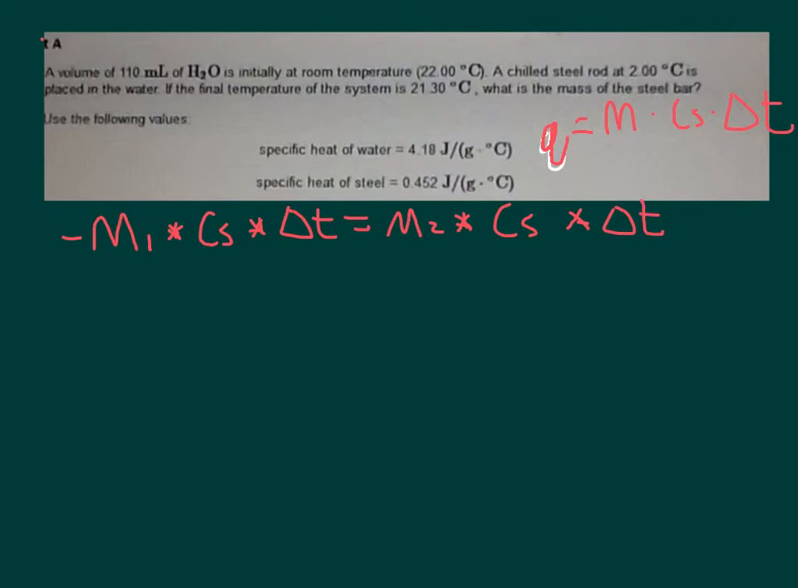Now this negative here, people were asking during class, is there to make it so we can have a positive value for the M2, or whatever mass we're trying to solve for. So just make sure you don't forget about that, because it's important to stay there.